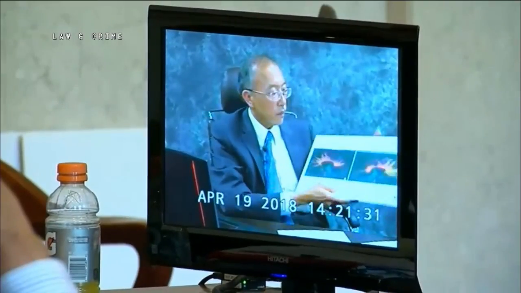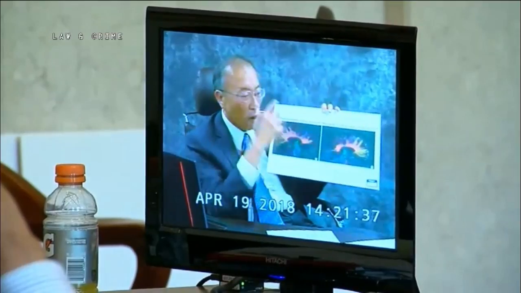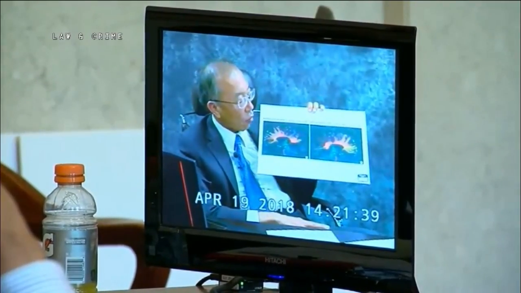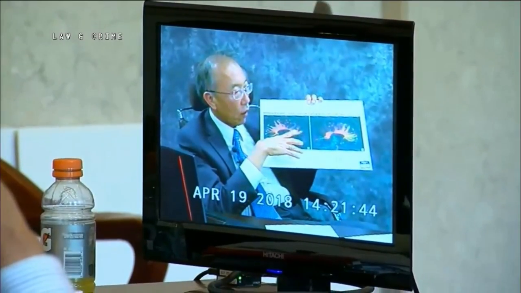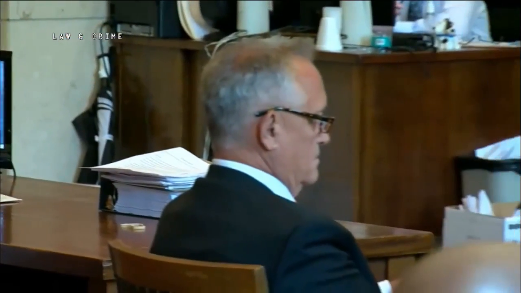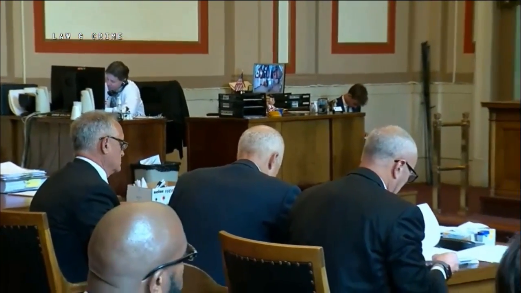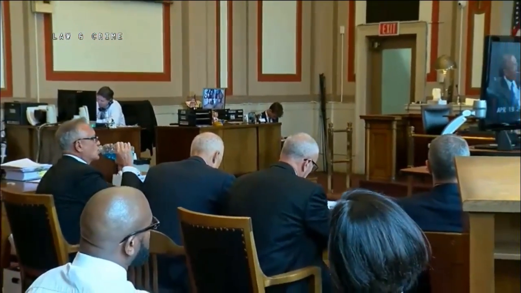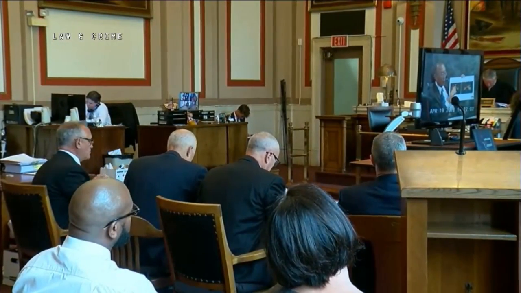I'd like you to look at what's been marked for identification as Defendant's Exhibit 3O. Can you identify that? This is the corpus callosum tractography of Mr. Anthony Kirkland. And these are 2 different sides. This is the left-sided view of his brain, and this is the right-sided view of his brain. One of the things that's immediately apparent is that there is a significant asymmetry, with the right side of the corpus callosum missing the fiber tracts that are evident on the left side.